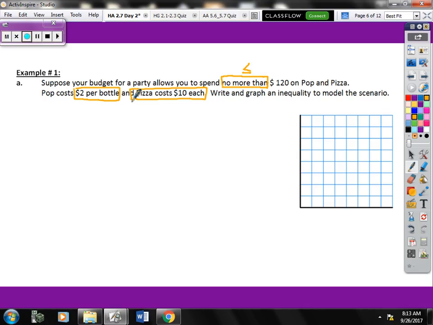Now, in terms of your X and Y, it does not matter which one you pick to be what. Okay? There's no independent or dependent. Pizza is not dependent on how much pop you buy, and pop is not dependent on how much pizza you buy. They're both kind of independent. So you can define them however you want. I usually just go in chronological order. So I'll say X equals the bottles of pop, and Y equals the number of pizzas. But you could have those backwards, and if you do, I'll check your graph on any of the open-ended questions, and then I would make sure that it matches up just kind of in the opposite direction of mine.